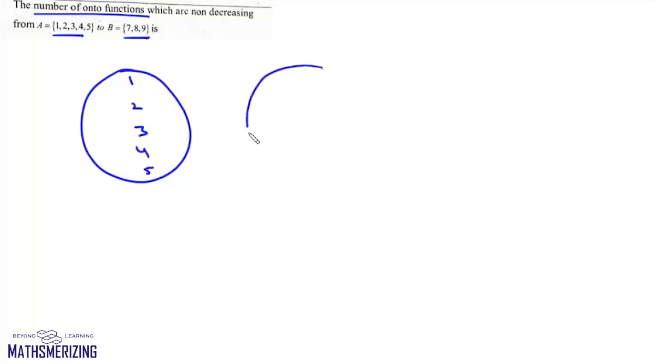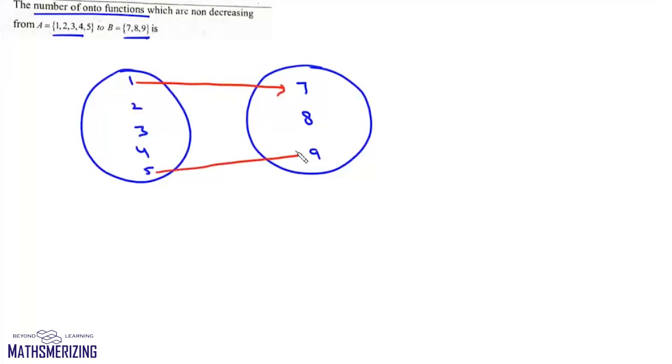Now here the question is, we need to find the number of onto functions which are non-decreasing from A to B. Now this set A contains 5 elements, 1, 2, 3, 4 and 5. And here we have 3 elements, 7, 8 and 9. Now since the function is onto, that means all the elements must be mapped, and it is non-decreasing. That means either it should be constant or it should be increasing. So this 1 must be mapped to 7, and this 5 must be mapped to 9.